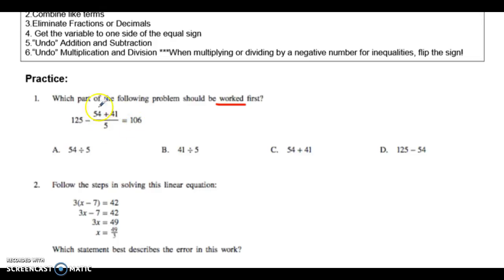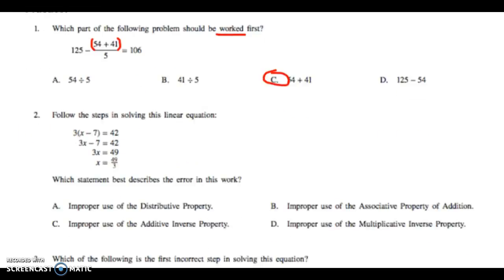When you look at this fraction, the 54 plus 41 over 5, we can consider the numerator of that fraction to be encased in a set of parentheses, even though they're not drawn. That has to be done first before you divide by 5. So 54 plus 41 has to be evaluated first. That's our answer for that.